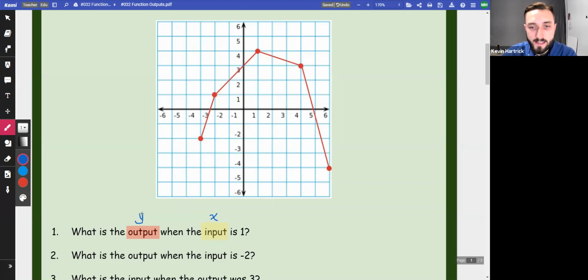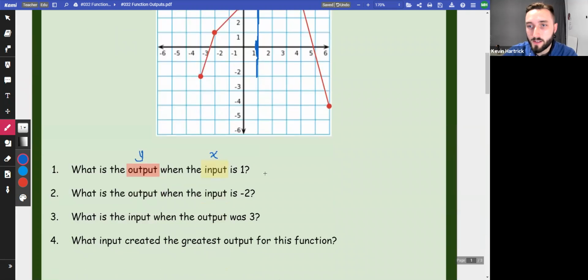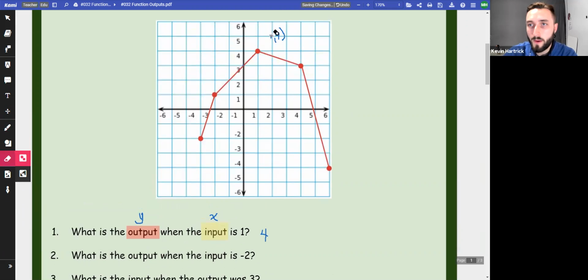So what is the output? They're looking for what is the Y value when the input, or the X, is 1. So on my graph I'm looking for an X value of 1, and if I keep going up, it's right here, this point. The output is the Y value. This point is (1, 4), so my Y value is 4. This is how you would go about answering these questions about a graph.